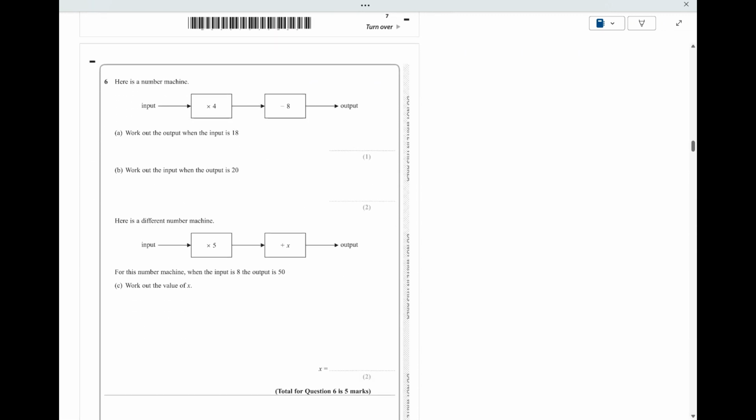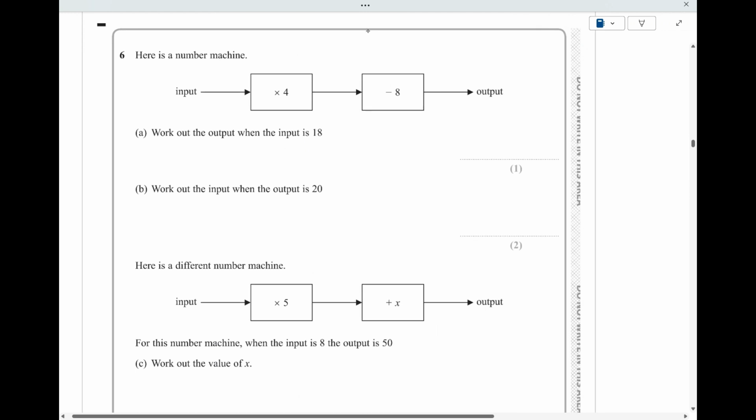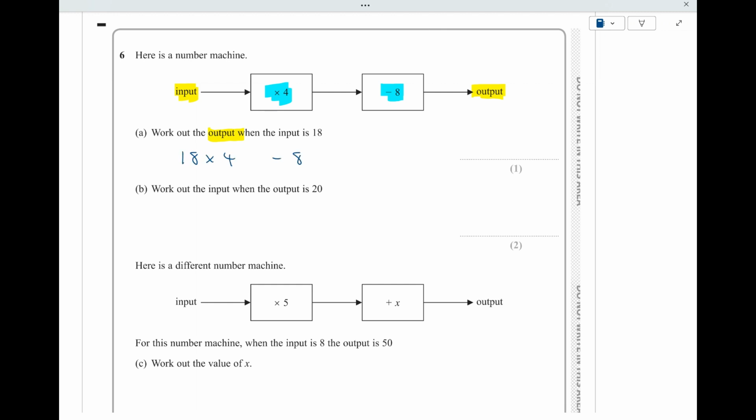Let's have a look at question 6. Here is a number machine. You put something in, times it by 4, take away 8, get something out. Work out the output when the input is 18. So it'd be 18 times 4 and then minus 8. 18 times 4 minus 8 equals 64.